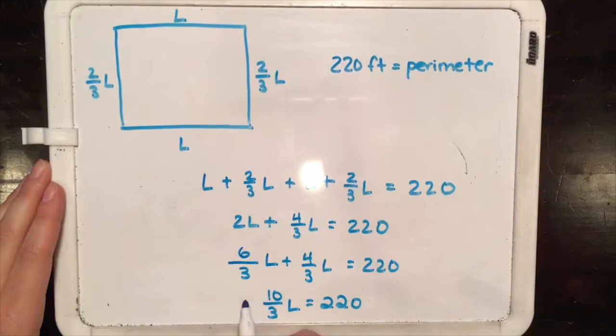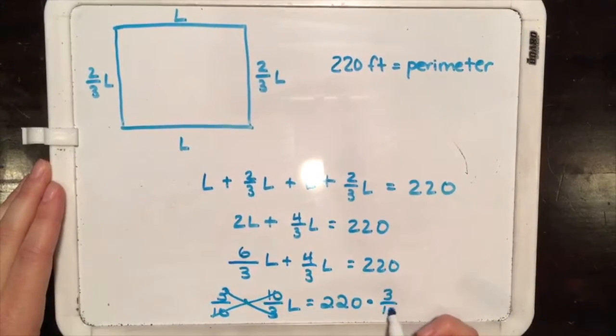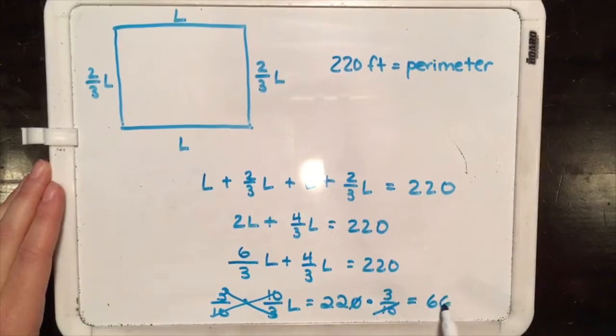The last thing to do is to isolate this L, so we can multiply both sides by the reciprocal. So I'm going to multiply the left side by 3/10 so that these fractions cancel, and we also have to do that on the right side. 220 times 3/10. In order to do this multiplication, the 10 on the bottom I can cancel with a 10 on the top. 220 divided by 10 is just 22.